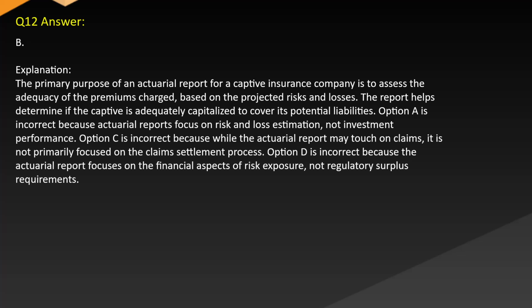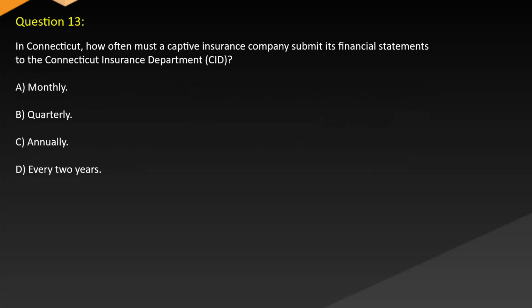Option A is incorrect because actuarial reports focus on risk and loss estimation, not investment performance. Option C is incorrect because while the actuarial report may touch on claims, it is not primarily focused on the claims settlement process. Option D is incorrect because the actuarial report focuses on the financial aspects of risk exposure, not regulatory surplus requirements.